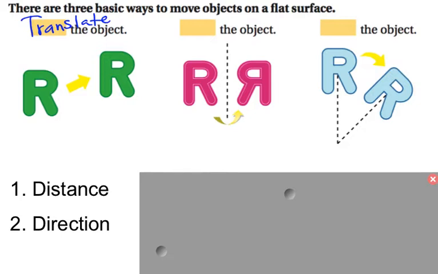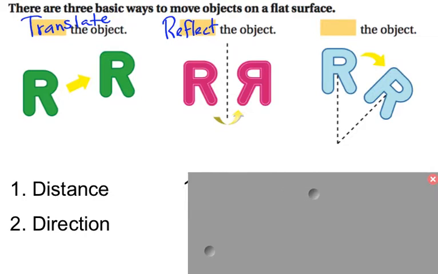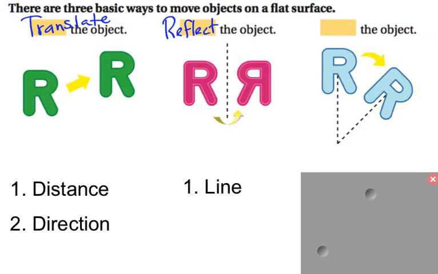The second way you can move an object is to reflect it. So you can reflect the object, and in order to reflect an object, all you need to know is what line to reflect across.